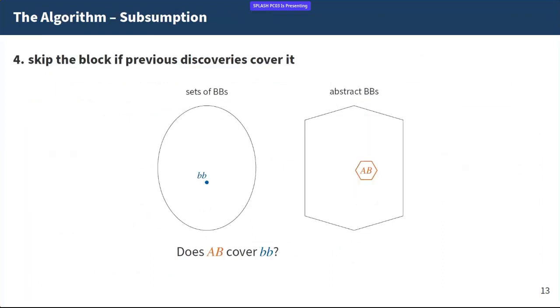Another benefit that we take from this abstract interpretation connection is that we have quite a clear idea of what it means for a concrete basic block to be covered by an abstract basic block, which was the fourth step of the high-level algorithm that I've shown. And the idea is that you just need to check whether this basic block is in the concretization of the abstract block, which is at least nice to think about, I think.